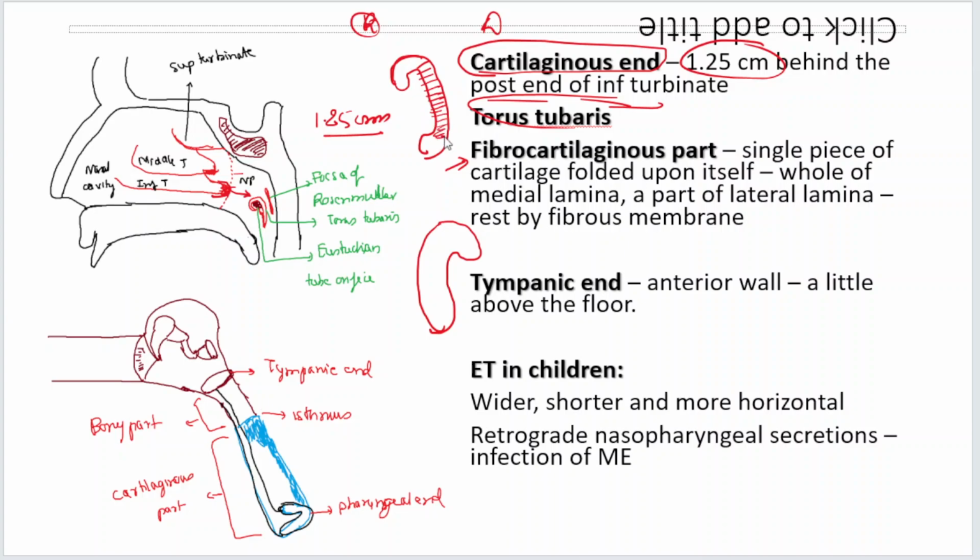The entire medial lamina is formed by this fibrocartilage, and a part of the lateral lamina is also formed by this single piece of fibroelastic cartilage. The gap in between these two is filled up by a fibrous membrane. So this is what becomes the opening of the Eustachian tube. This cartilaginous end of the Eustachian tube will project beyond the nasopharynx and is covered by mucous membrane. This projection of the cartilaginous end into the nasopharynx is called the torus tubarius.